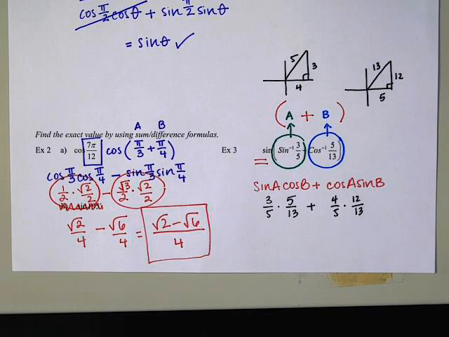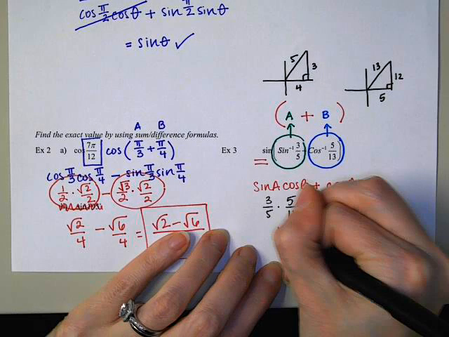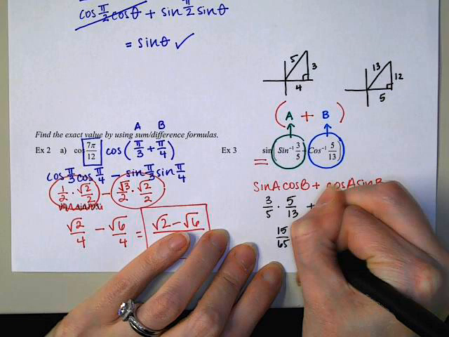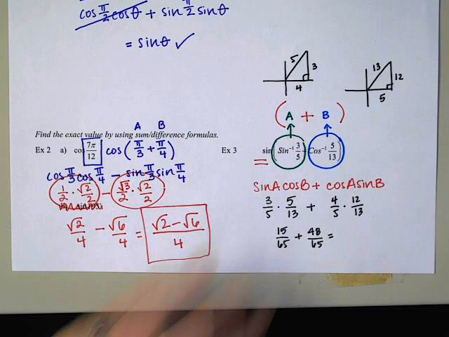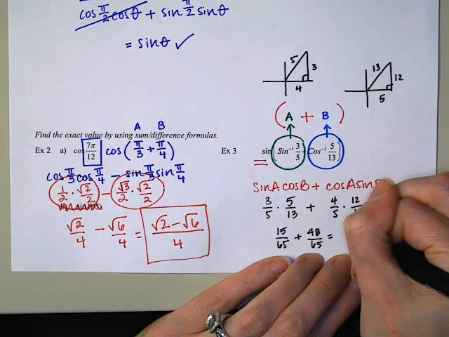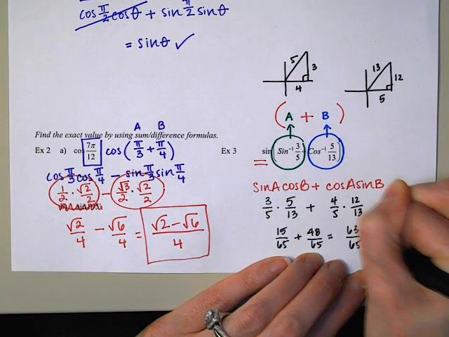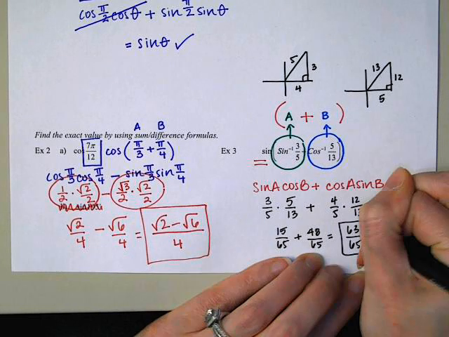And then if you guys get common denominators and add this all together, this would be 15 over 65 plus 48 over 65, which ends up being 63 over 65. And that's it.